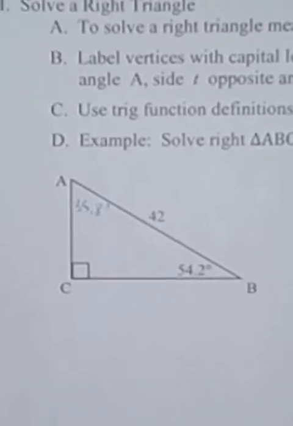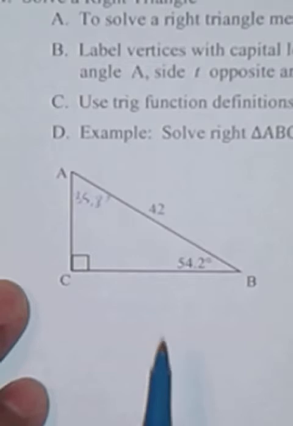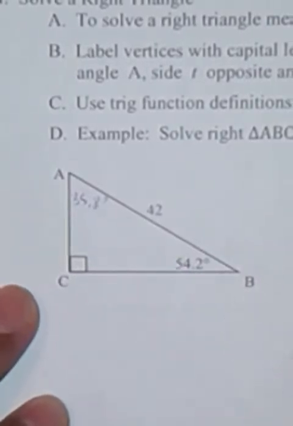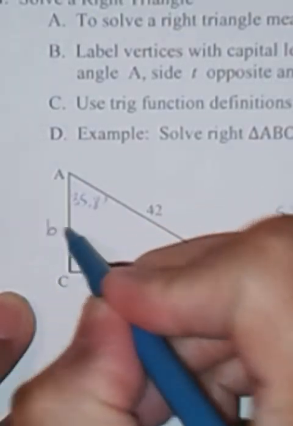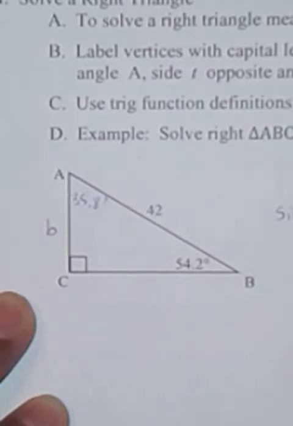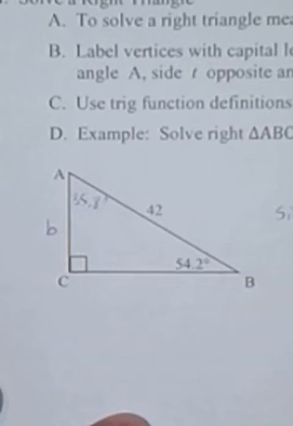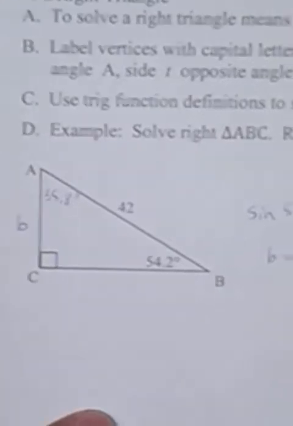Because I have both the acute angles and the hypotenuse, and angle B is 54.2 degrees, I can start with that and say that the sine of 54.2 degrees is side b over 42, which is the hypotenuse. To solve for b, I multiply by 42, and I have b equals 42 times the sine of 54.2 degrees. Now that's an exact answer.